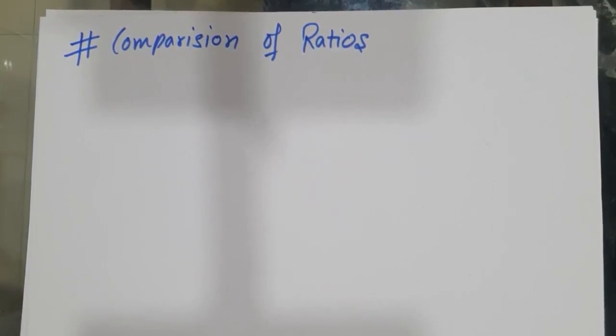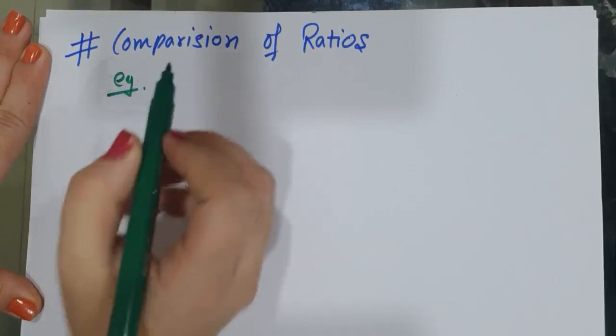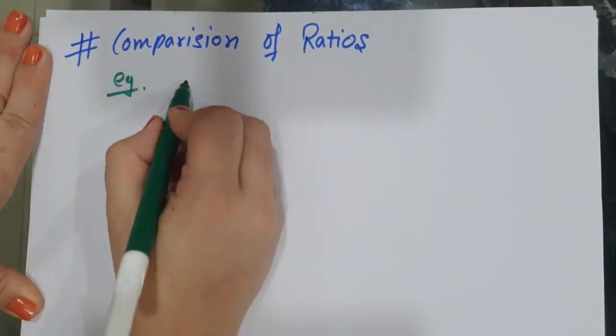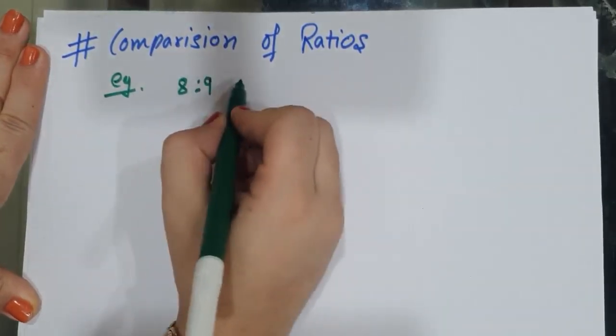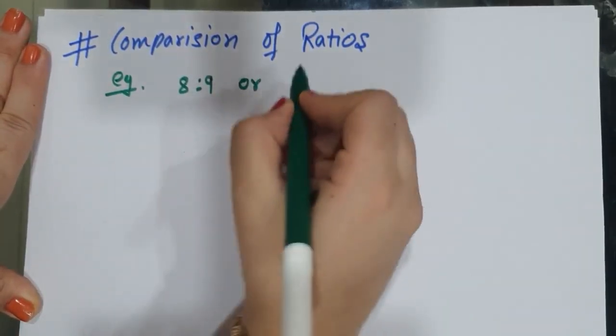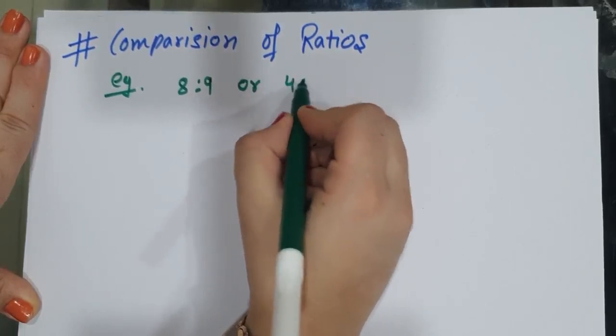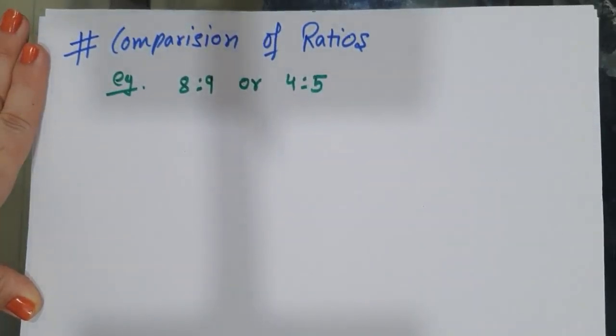Now, the last thing that you should know about ratios is comparison of ratios. If I need to find out which ratio is greater than the other one, let me take one example. Suppose I want to compare 8:9 or 4:5. If I want to find out which one is the greater ratio, how am I going to find out?